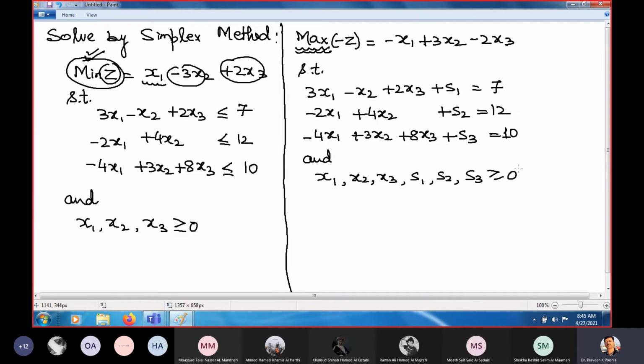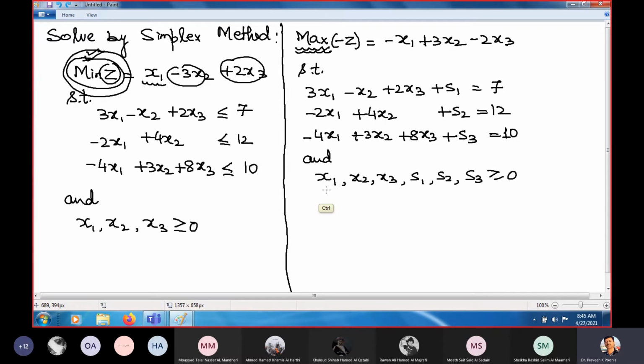Class, so what two changes have we made? The first change: multiplying by negative to change the minimization problem into a maximization problem. That is step number 1. And step number 2 is adding slack variables. Clear? And what is the next step?